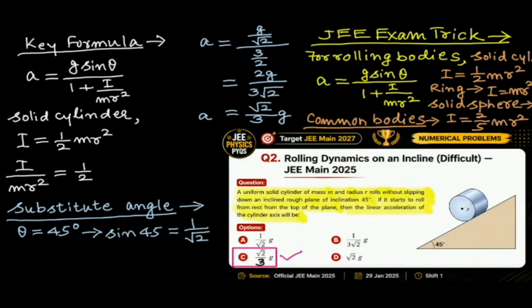And one important point, because the cylinder rolls without slipping, the acceleration of its axis is simply the translational acceleration a. This is a classic JEE Main rolling motion question. Identify the body's moment of inertia, use the rolling equation, and finish the calculation quickly.